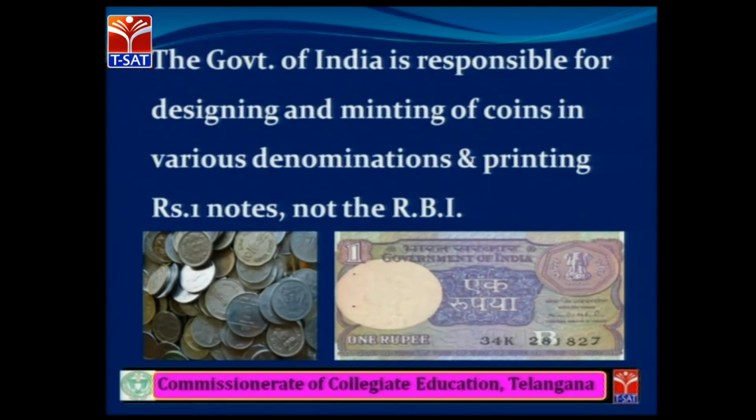Now, having said that, RBI has the responsibility to print notes. The Government of India is responsible for designing and minting coins in various denominations and printing 1 rupee notes, not the RBI. RBI has only the authority to print notes, but it cannot mint coins. So, the 1 rupee coin, 2 rupee coin and 5 rupee coin, the coins we see prominently these days, RBI has no right to mint them. Only the Government of India has the right to mint them, and the 1 rupee notes are not printed by the RBI. The Government of India prints the 1 rupee notes, and the signature you can find on the 1 rupee notes is of the Finance Secretary.